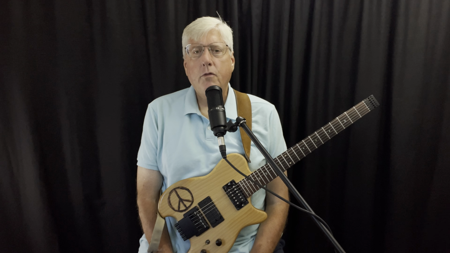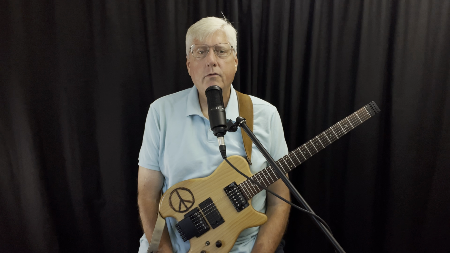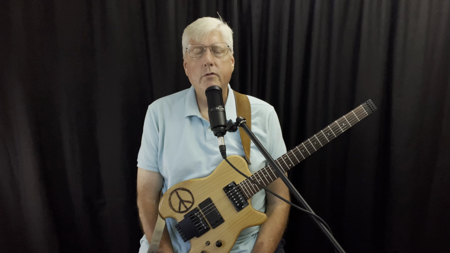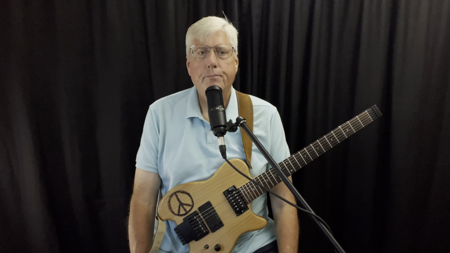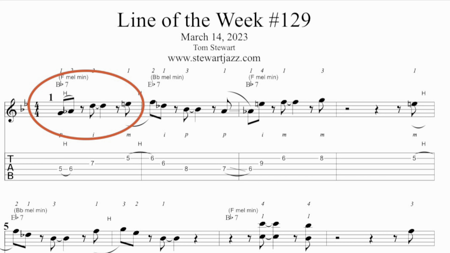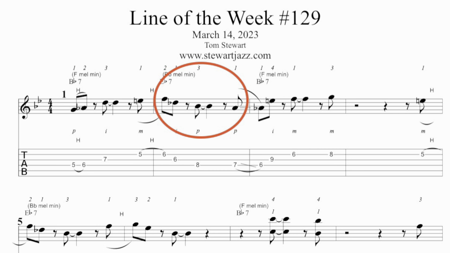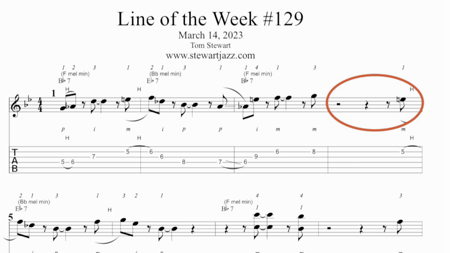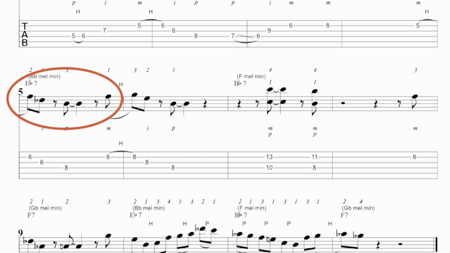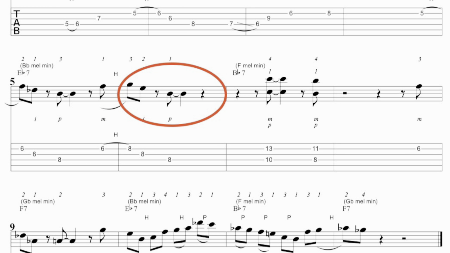Let me say a few things about the line of the week. There are different ways you can analyze the way in which the motif is developed, but this is one way to describe it. In measure 1, you've got the original motif. In measure 2, you've got a variation of the original motif, meaning the same rhythm, different notes. In measure 3, you've got another variation. In measure 4, you've got a rest. In measure 5, another variation. In measure 6, you've got a fragmentation of the original motif.